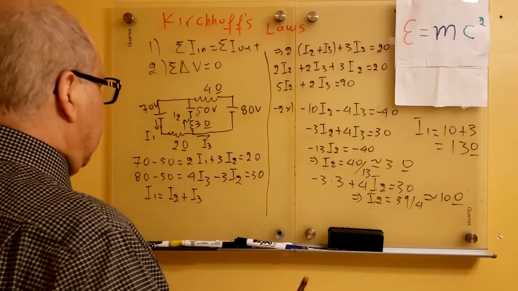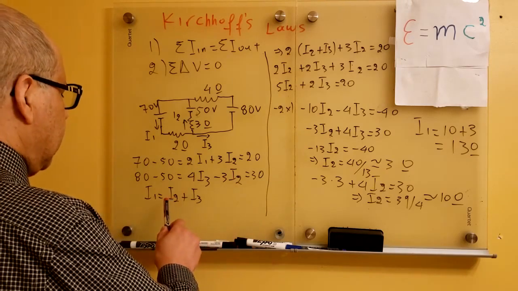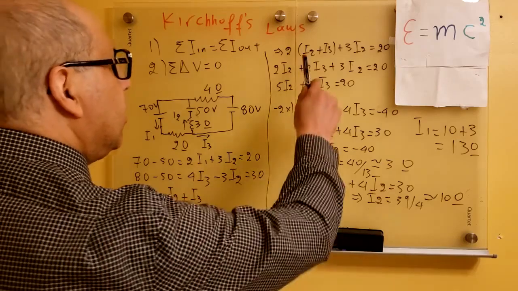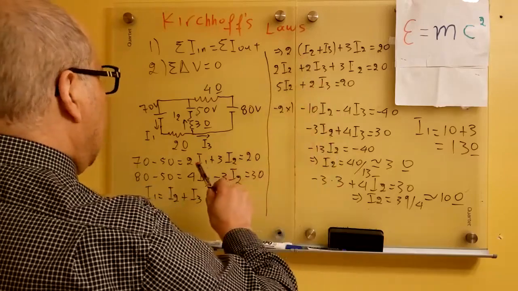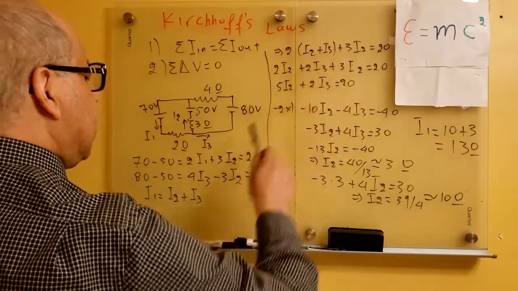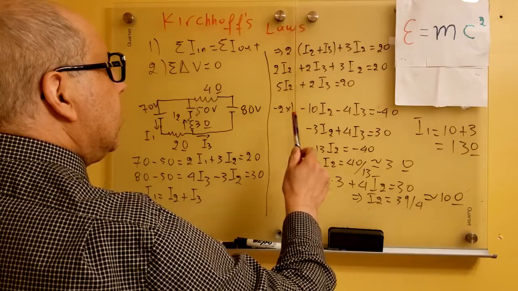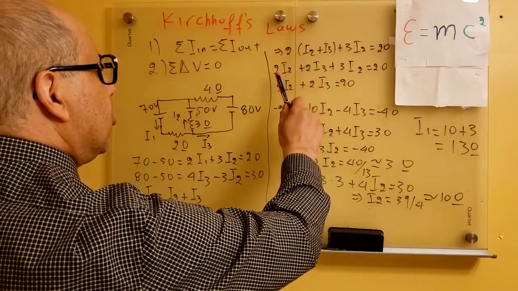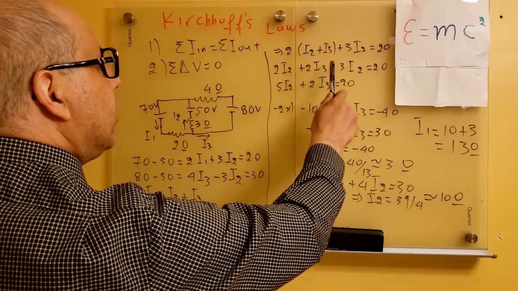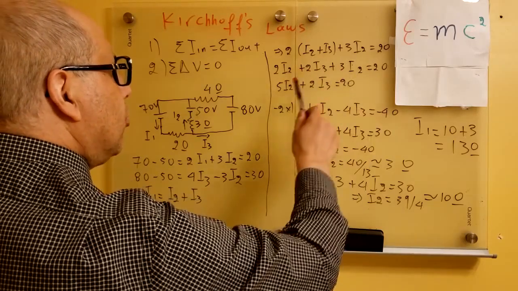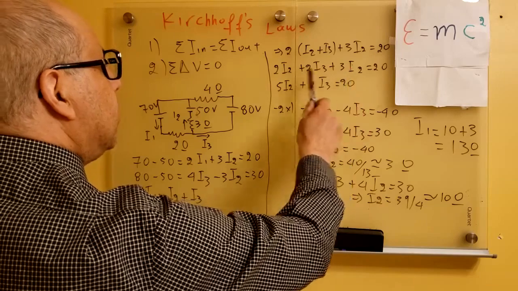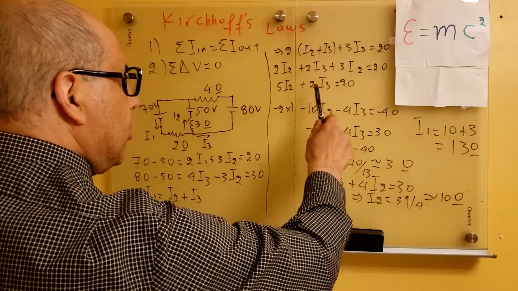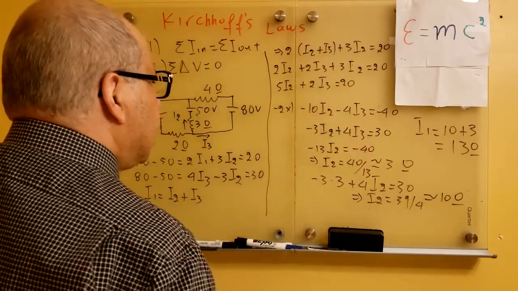So what I'm doing, I just substitute I1 equal with I2 plus I3, so that will give me 2 times I2 plus I3, plus 3I2, is equal with 20. And if I do the multiplication, it will be 2I2 plus 2I3 plus 3I2 is equal with 20. So 3 plus 2 is 5. 5I2 plus 2I3 is equal with 20.